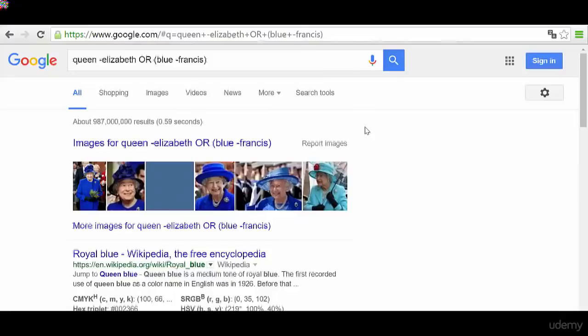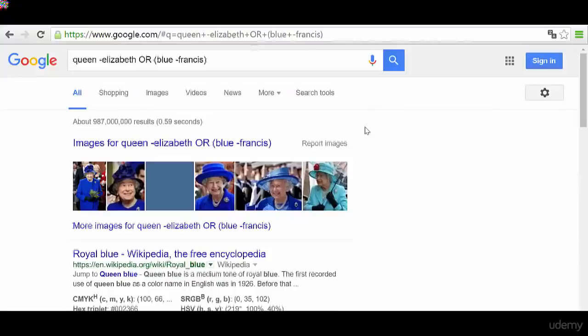It doesn't matter where the NOT operator is. Something like minus Trump, Clinton, Florida, would be exactly the same. That's one of the particularities of the NOT operator. You can basically use it anywhere in your query and it will apply to the whole query.